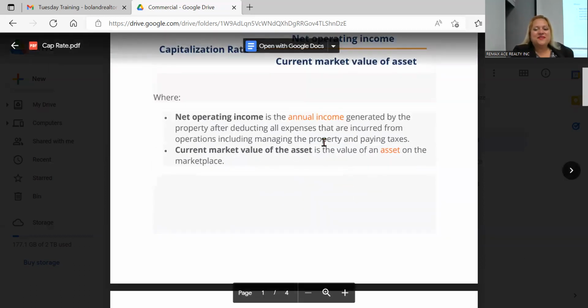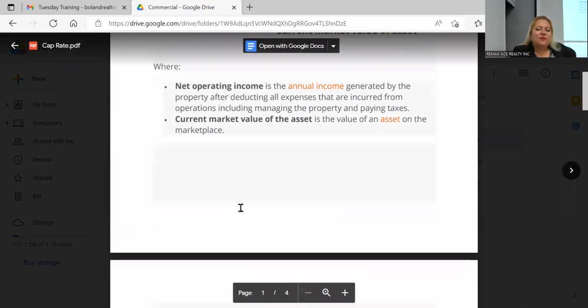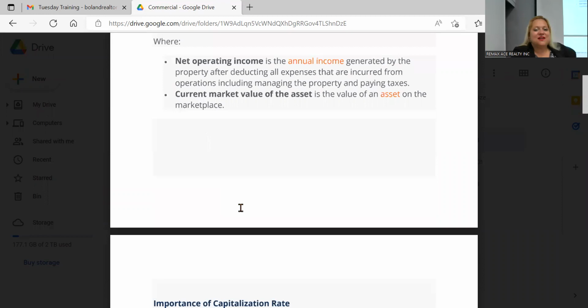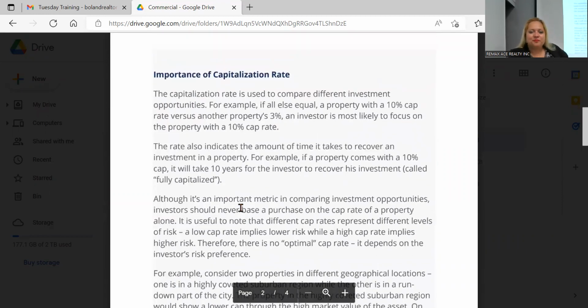So net operating income is the annual income generated by the property after deducting all expenses that are incurred from operations, including managing the property and paying taxes. The current market value of the asset is the value of an asset on the marketplace. Basically, we're just looking at purchase price. It's a fancy way to say purchase price, right?